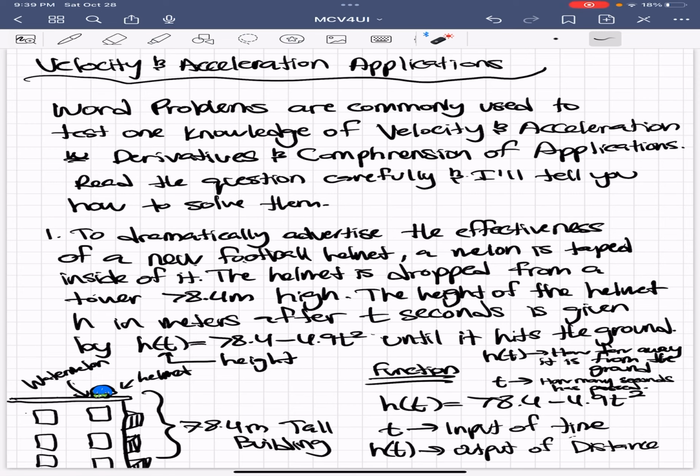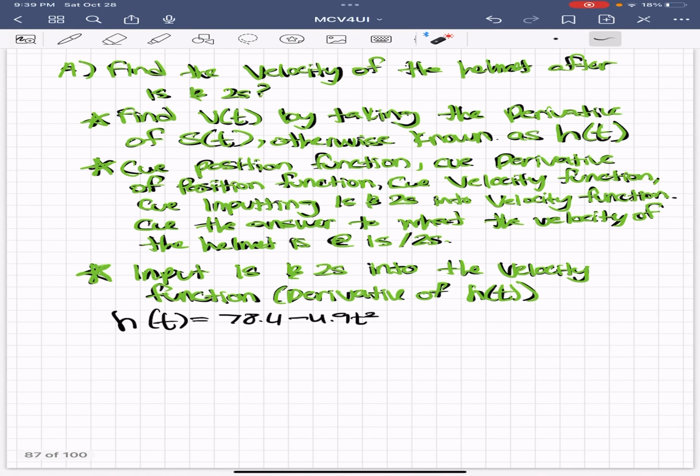All right, moving on. So this one is in green. We have: find the velocity of the helmet after 1 and 2 seconds. Find v of t by taking the derivative of s of t, otherwise known as h of t. So the position function, then the derivative of the position function, then the velocity function, then inputting 1 and 2 into the velocity function, then the answer to what the velocity of the helmet is at 1 and 2 seconds. We input 1 and 2 seconds into the velocity function, aka the derivative of h of t, and then we find the velocity of the helmet after 1 and 2 seconds.